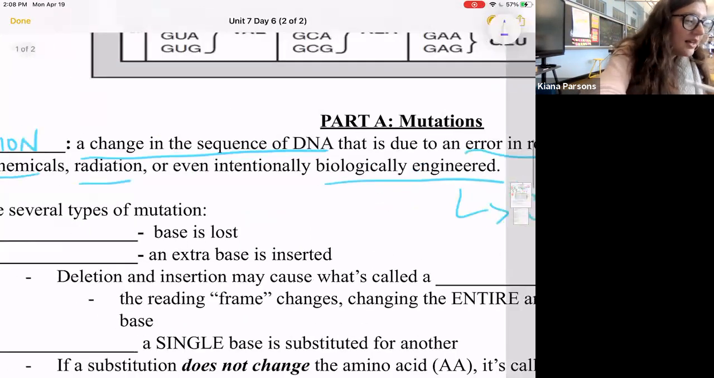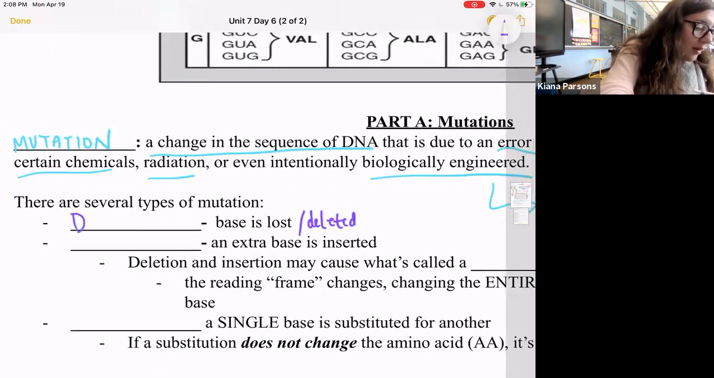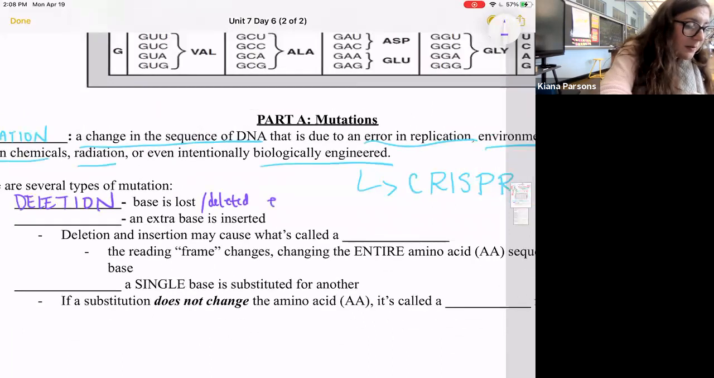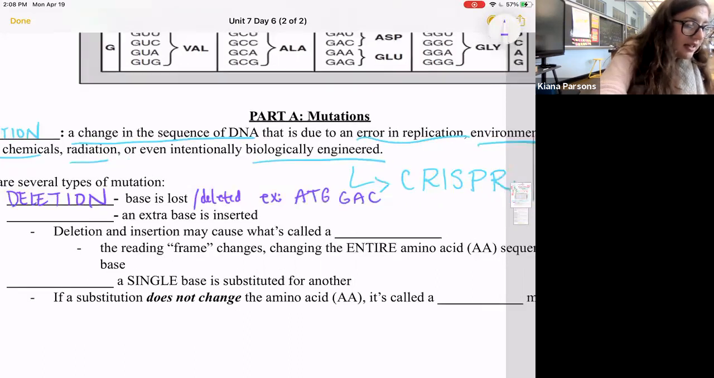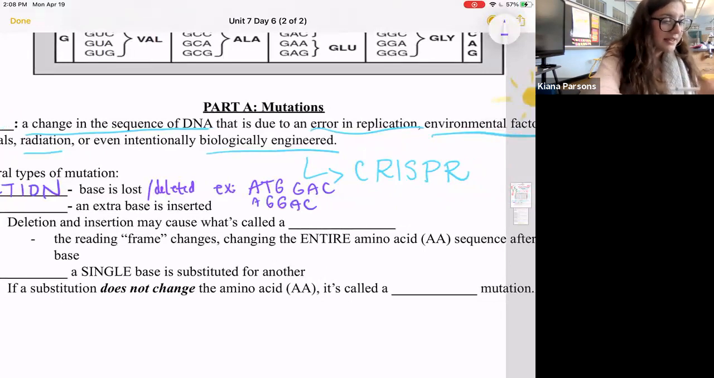So when a base is lost or deleted, we're going to call that a deletion. And we're going to look at examples of all of these in today's assignment. But that would be, let's say we have the amino acid sequence ATG, GAC, and when it is replicated, it makes AG, GAC. That would be a deletion.